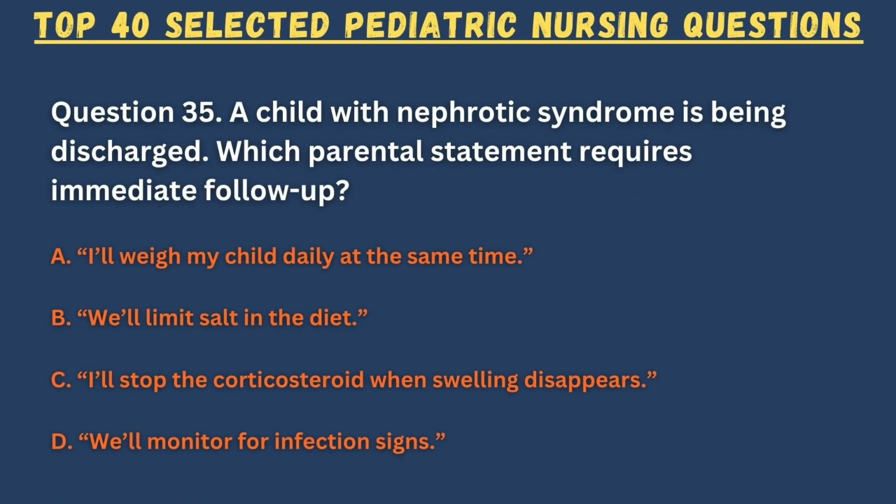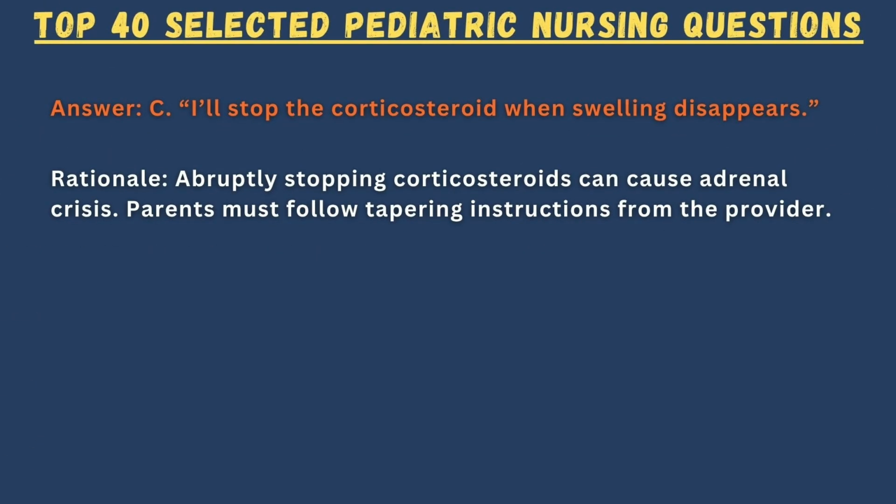Question 35. A child with nephrotic syndrome is being discharged. Which parental statement requires immediate follow-up? A. I'll weigh my child daily at the same time. B. I will limit salt in the diet. C. I'll stop the corticosteroid when swelling disappears. D. I will monitor for infection signs. Answer. C. I'll stop the corticosteroid when swelling disappears.